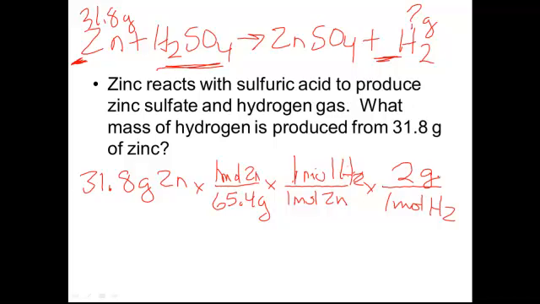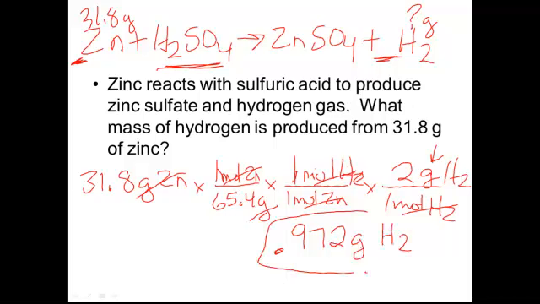And if we've done this correctly, grams of zinc cancel, moles of zinc cancel, moles of hydrogen cancel, and all we have left are grams. And obviously that's grams of hydrogen. So then we can just take 31.8, divide it by 65.4, times by 2, and we get a final answer of 0.972 grams of hydrogen.